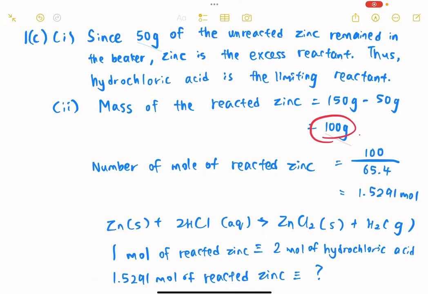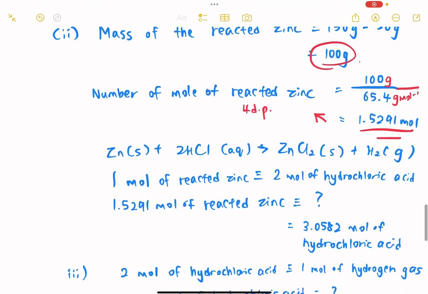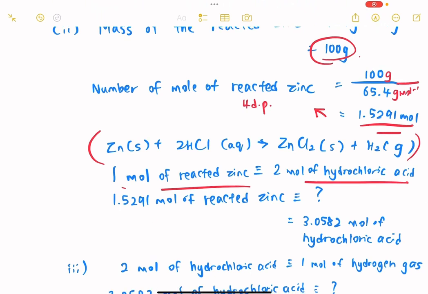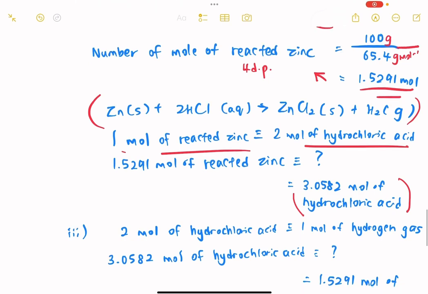After that, I find the number of mole of reacted zinc by dividing with the relative atomic mass of zinc. And after that, I find the answer 1.5291 mole. Please note that you must keep 4 decimal places before the final answer. And then by using this formula, I know that 1 mole of reacted zinc is equal to 2 mole of hydrochloric acid. So 1.5291 mole of reacted zinc is equivalent to 3.0582 mole of hydrochloric acid.